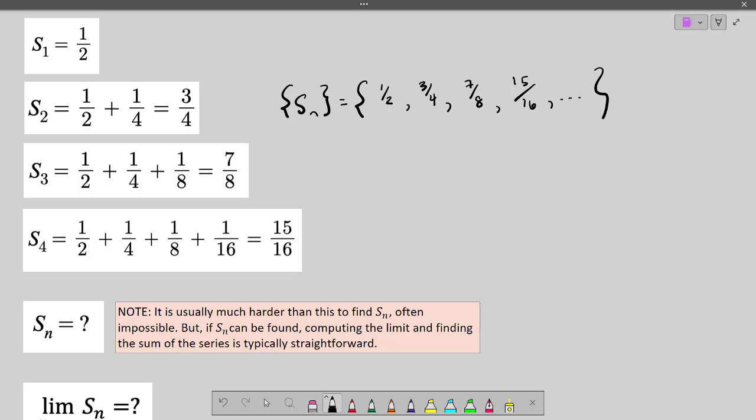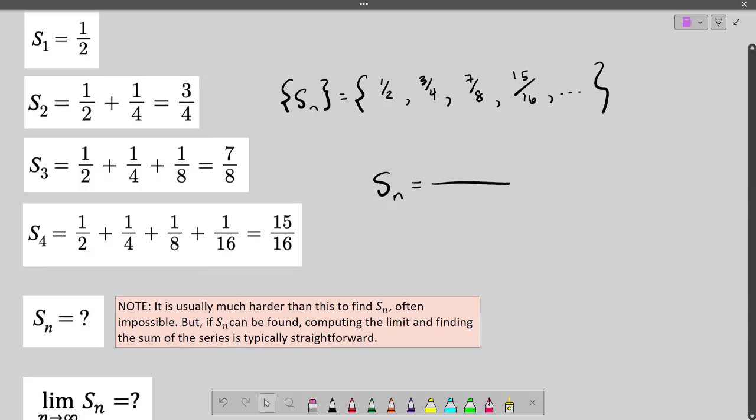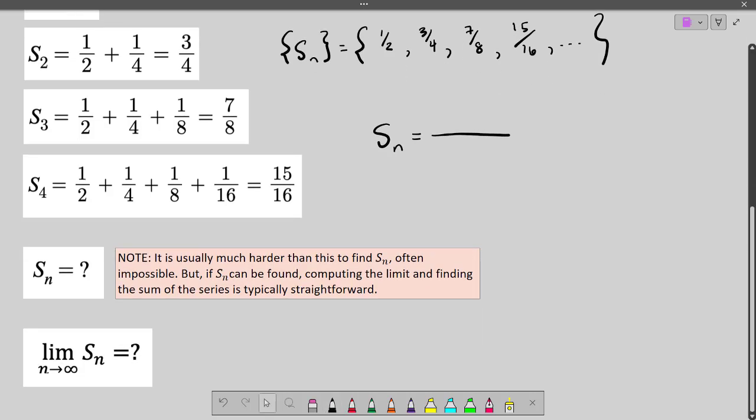The only way we can find the limit of this sequence is if we have a numerical expression, if we write S sub n as a function, if we have some explicit formula for it. In general, it's very difficult to find an explicit formula, but there are some for which we can. And let's see if we can here. So when we look at S sub n, let's see if we can find a pattern here.